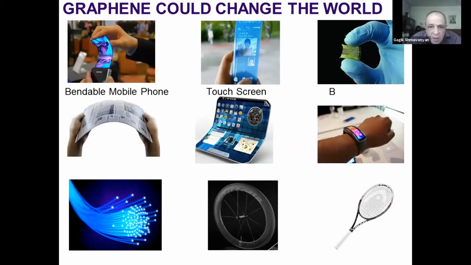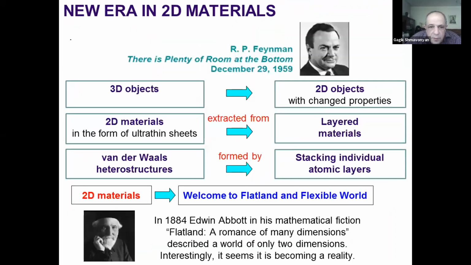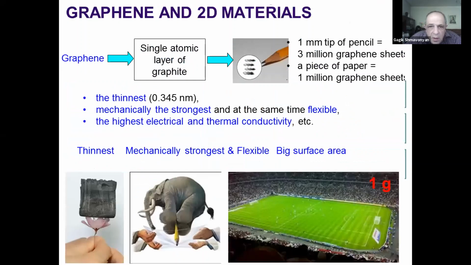And here are a few examples of graphene which can change our world. You can see here a bendable mobile phone, touchscreen, bendable chip, bendable electronic paper, flexible watches, fibers, wheel, tennis racket. This means that graphene and two-dimensional materials can change our world in the near future. So welcome to the flattened and flexible world.